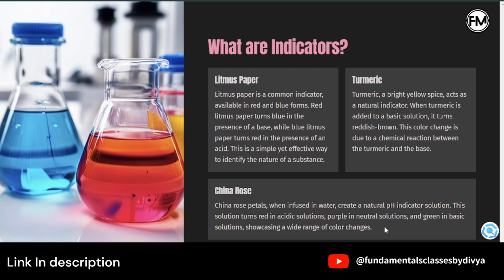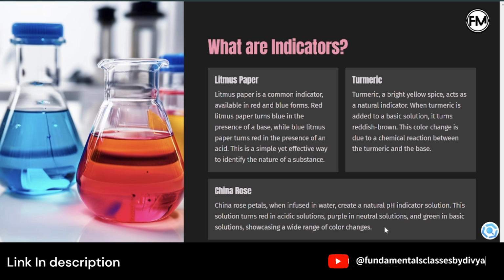As we are in the beginning, we will talk about some basic indicators. The first one is litmus paper. We have a blue colored paper and a red colored paper. Litmus paper is a common indicator available in red and blue forms. Red litmus paper turns blue in the presence of bases, while blue litmus paper turns red in the presence of acid. Now you will be confused, sir, which one is becoming what?